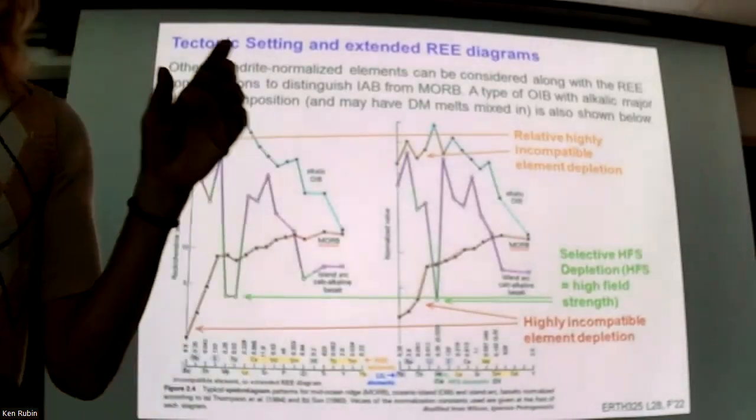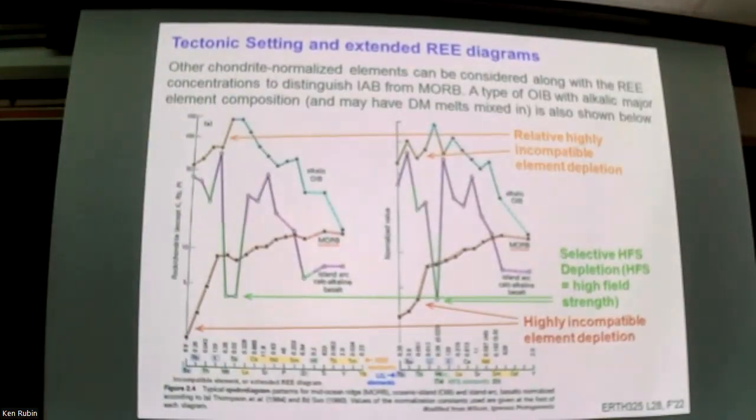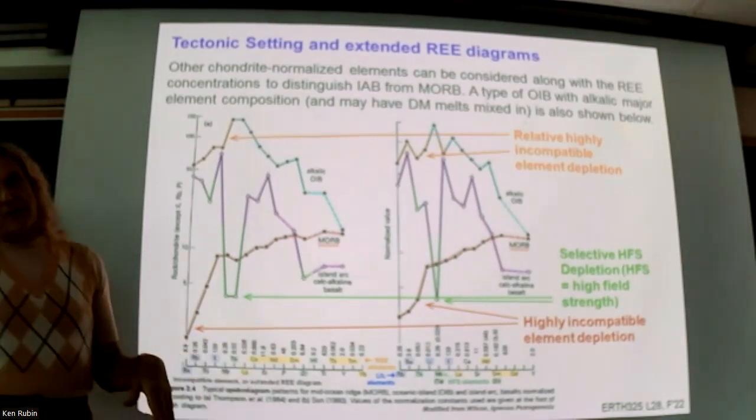Now, if we want to say more about magma compositions than we can tell with the rare earths, we sometimes include some other elements that behave slightly differently. The rare earth elements as a group are super useful, but sometimes it's useful to throw in some other elements. And so these are what are called extended rare earth element diagrams.